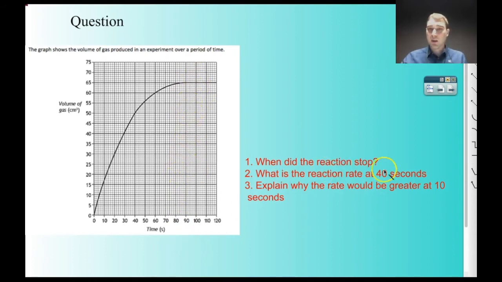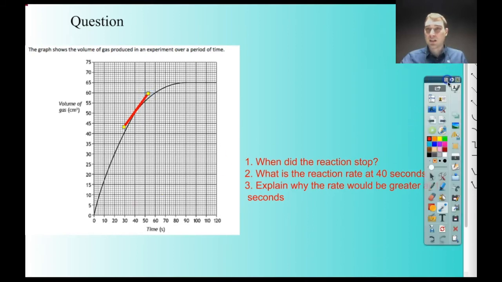Question 2 says, what is the reaction rate at 40 seconds? 40 seconds is here. We need to figure out the slope of the line at this point to give us the reaction rate. That's one way of measuring reaction rate. So we need to draw a slope of the line, so a tangent that's kind of touching the point at 40. That's not too bad. Okay, so now we need to calculate the slope of that line to figure out what the reaction rate is at that time.